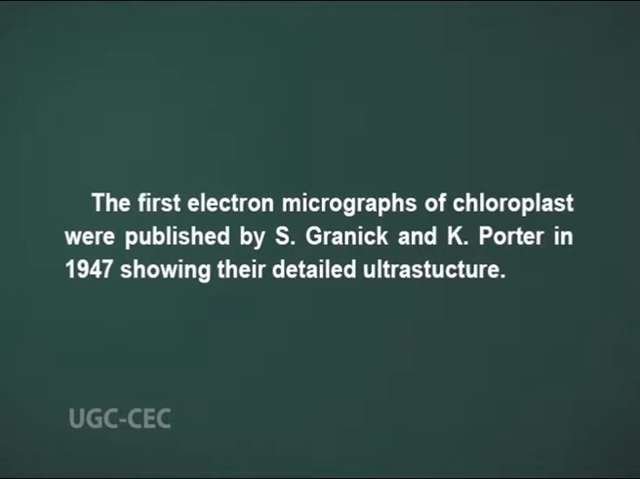Let us now see the ultrastructure of chloroplast. Chloroplast was first seen under the microscope by plant anatomist Nehemiah Grew in the 17th century. However, the discovery of this important organelle is credited to Julius von Sachs, who is also known as father of plant physiology. The first electron micrographs of chloroplast were published by S. Gibbs and K. Porter in 1947, showing their detailed ultrastructure.